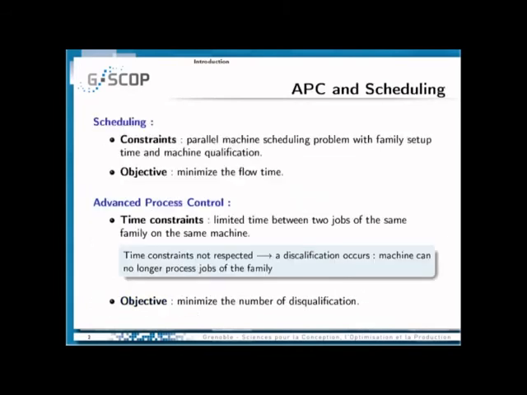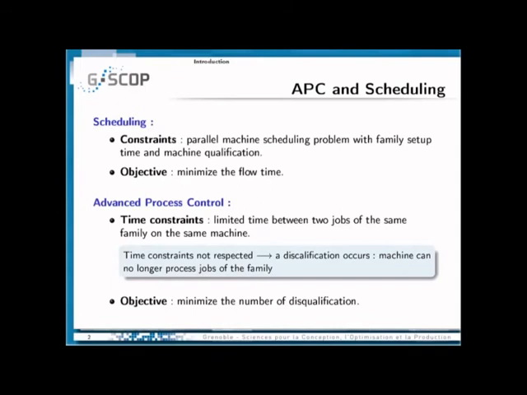The problem we have considered can be divided into two parts, the scheduling part and the APC part. For the scheduling part, we consider a parallel machine scheduling problem with family setup time and machine qualification. And the objective is to minimize the flow time. For the APC part, we introduce a constraint called time constraint. This constraint limits the time between the execution of two jobs of the same family on the same machine.